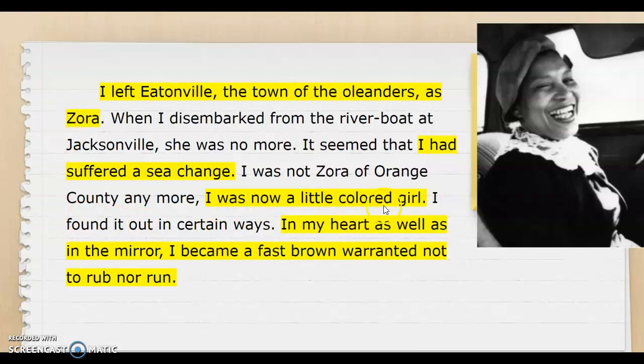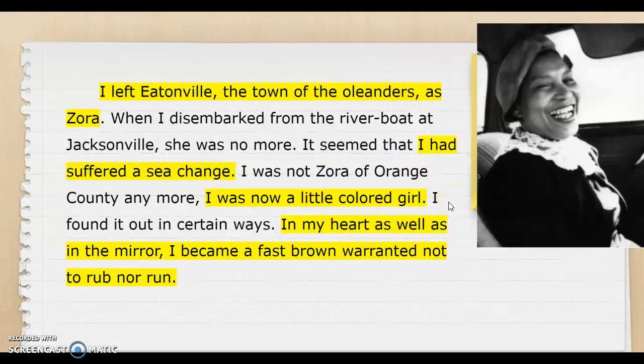And keep in mind that in the 1920s, they would have used the term colored. That was the politically correct term. Today we would say a person of color or Black American. But she got off, she was a colored girl. And with that, in Jacksonville came all of the Jim Crow regulations of separate bathrooms, separate seats on the bus, separate entrances, separate schools, all that segregation, Jim Crow stuff that she never experienced in Eatonville, because Eatonville was a town of all Black Americans.